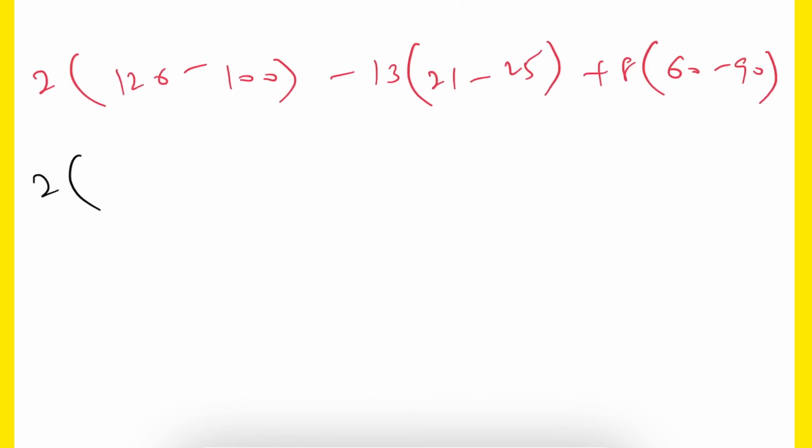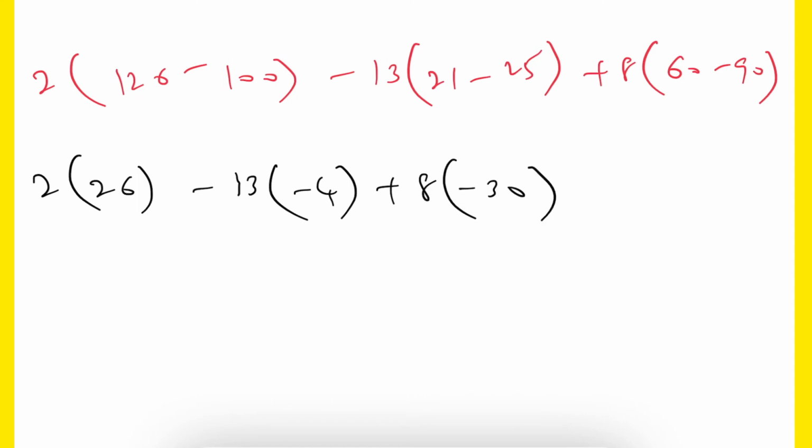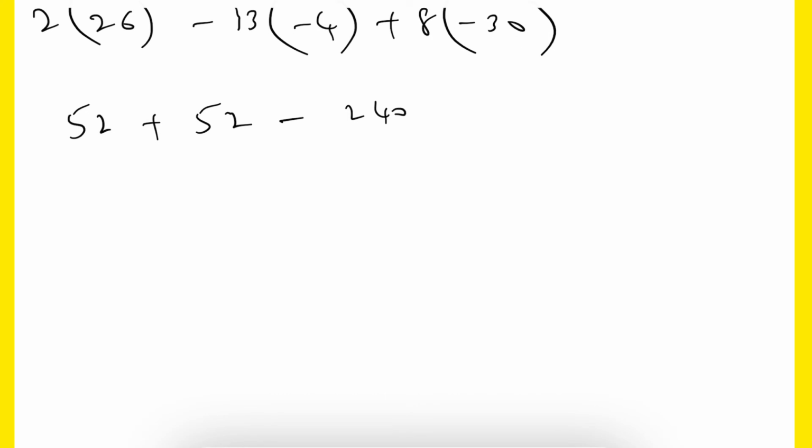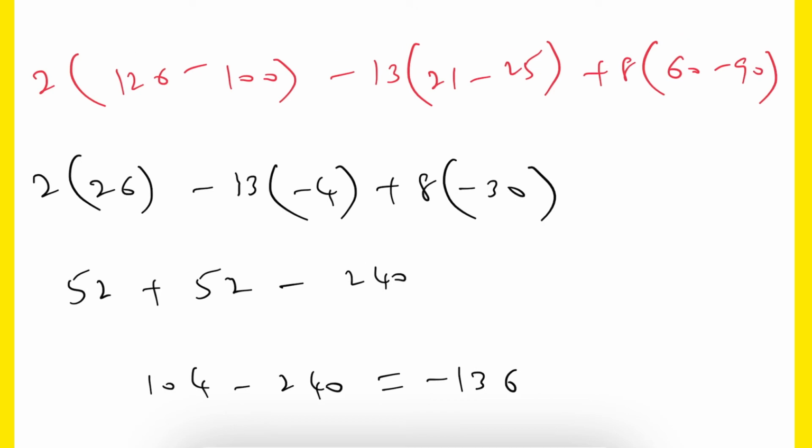2 into (126 minus 126) minus 13 into (21 minus 25, minus 4) plus 8 into (60 minus 90, minus 30). 2 into 26, 52, minus into minus plus, 13 4s are 52, plus into minus minus, 8 into 30, 24, 240. 52 plus 52, 104, minus 240. It's nothing but minus 136. Okay, delta 2 also completed.